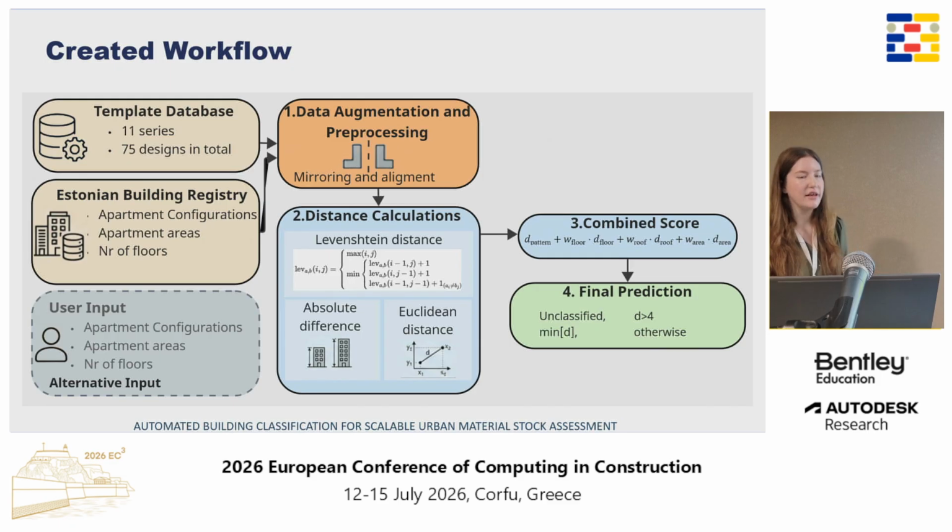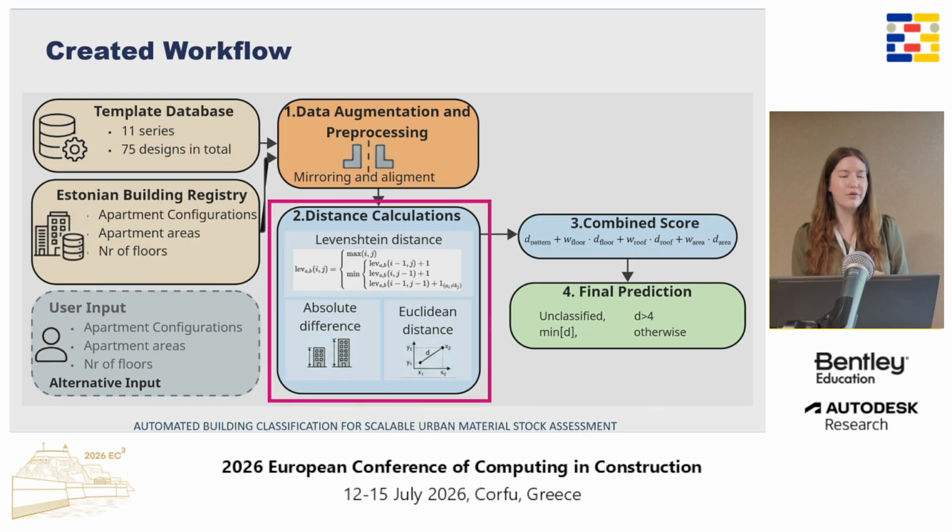So how do I actually find the match? I decided to use distance calculations instead of machine learning, what would probably be the first idea. Why that? Because we already have 75 designs. It's just way too many data points for us, we thought, to only use machine learning.